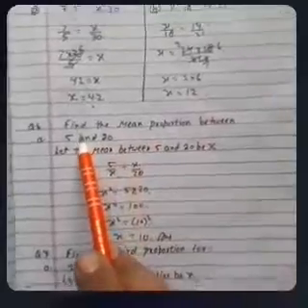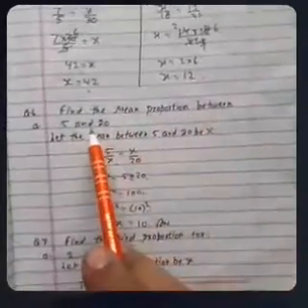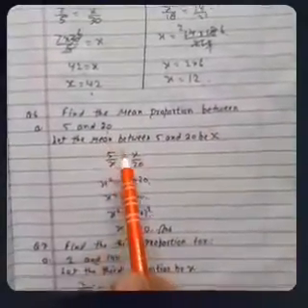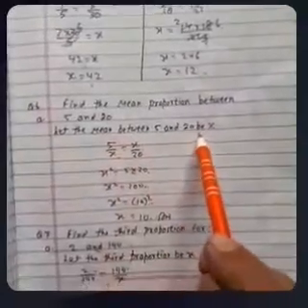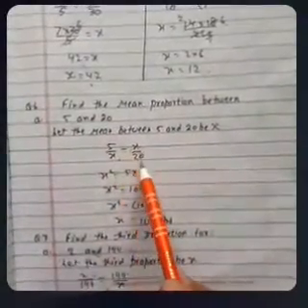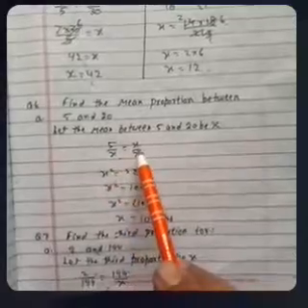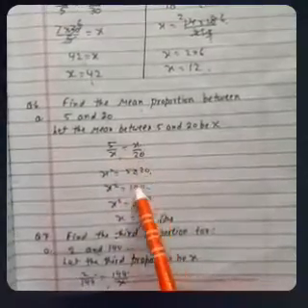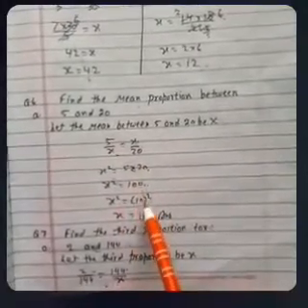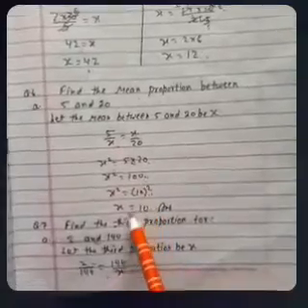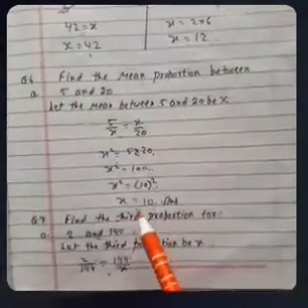Now question number 6. Find the mean proportion between the numbers 5 and 20. Let the mean proportion between 5 and 20 be x. So 5 upon x equal to x upon 20. x multiplied by x is x square. 5 twenties are 100. Now 100 is the square of 10. So the value of x is equal to 10.